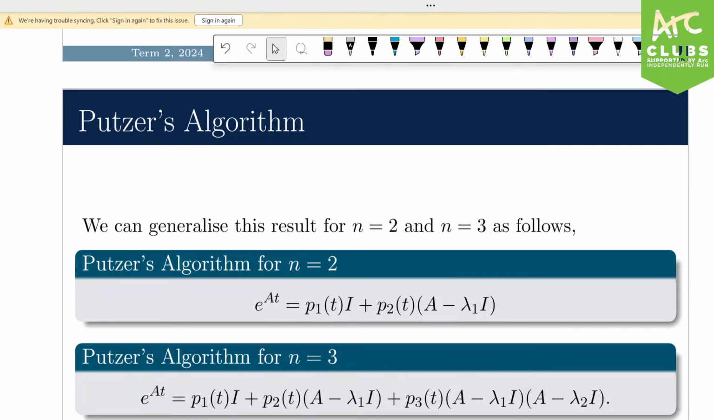For the n equals 3 case, we just take this exact same expression here and throw that here. And now we just have this additional term, p3 of t times A minus lambda 1 I times A minus lambda 2 I. That'll be the additional new matrix that we get there. So we only need to know these two cases. I'm almost inclined to say that if you're going to memorize any of these, memorize n equals 2, because n equals 3 rarely pops up, and the n equals 2 case is far more common.